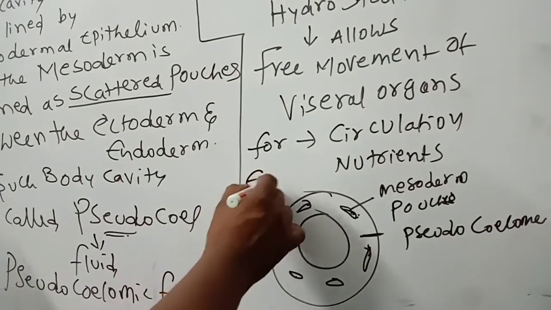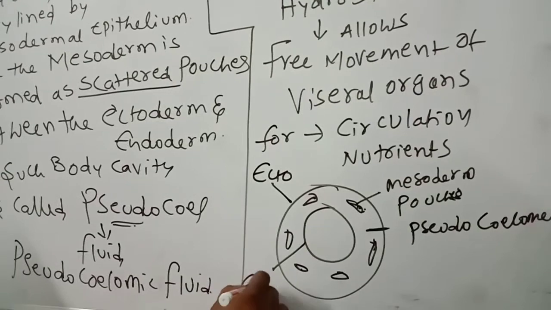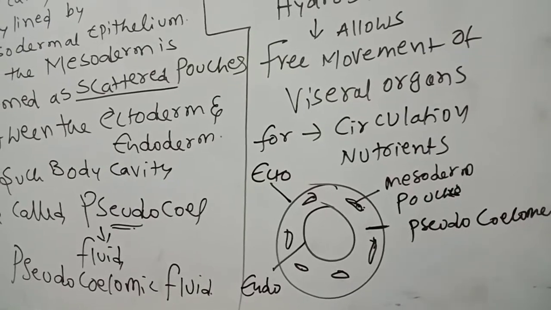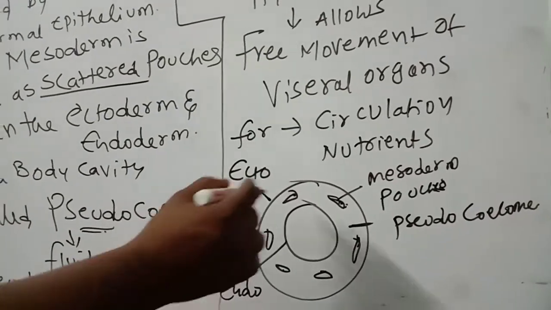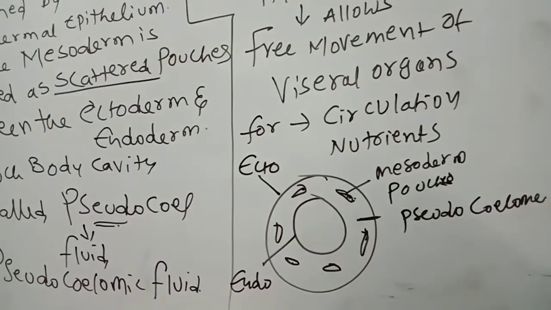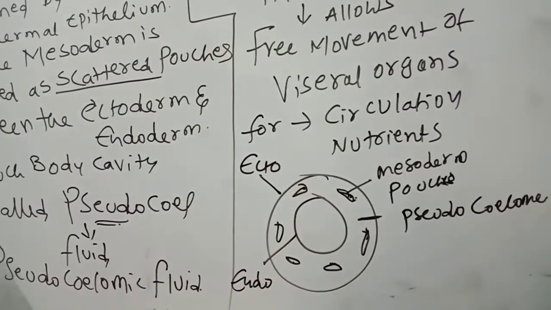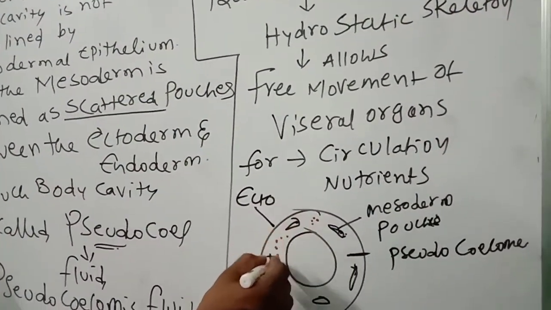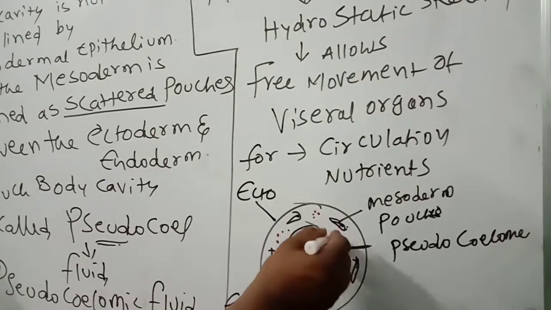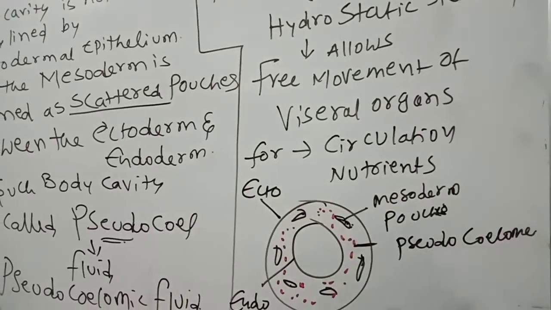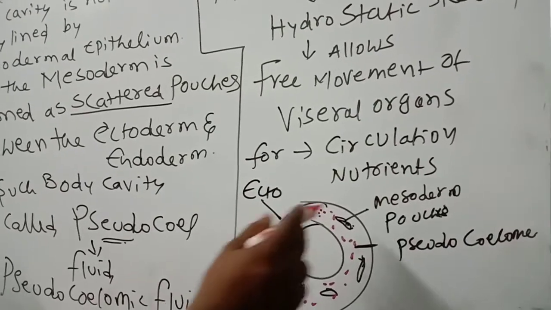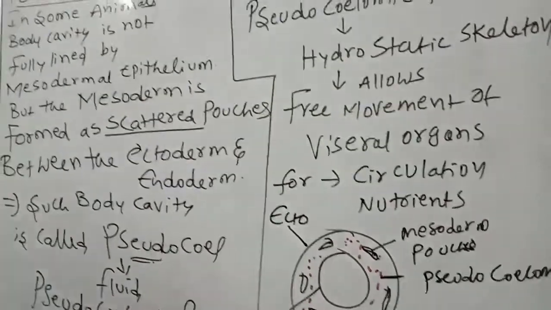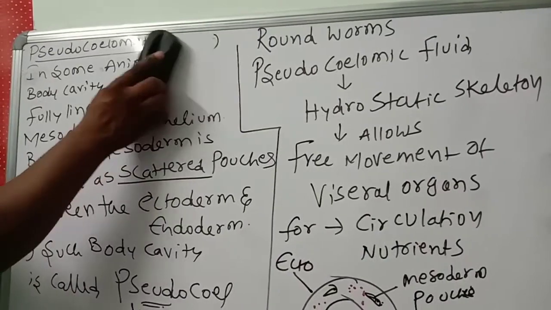This is ectoderm, and this is endoderm. The middle one has no perfect membrane, just scattered mesodermal pouches. This kind of cavity is there, so they are called pseudo-coelomates. The fluid here is called pseudo-coelomic fluid, and it acts as a hydrostatic skeleton, allowing free movement of visceral organs for circulation of nutrients.